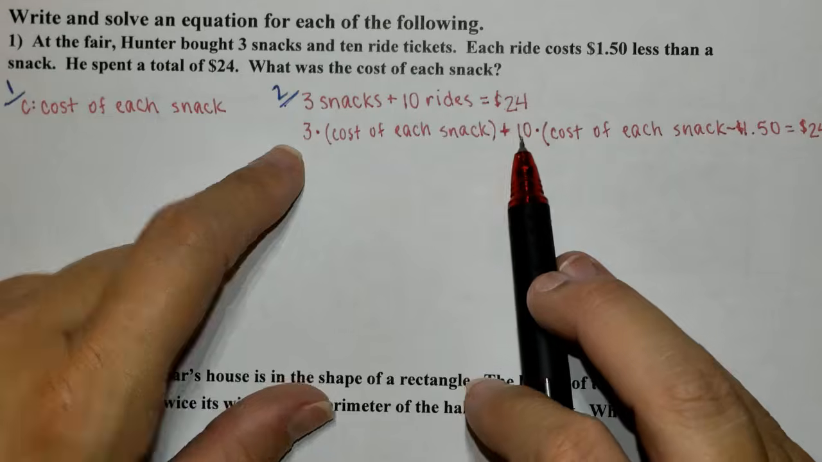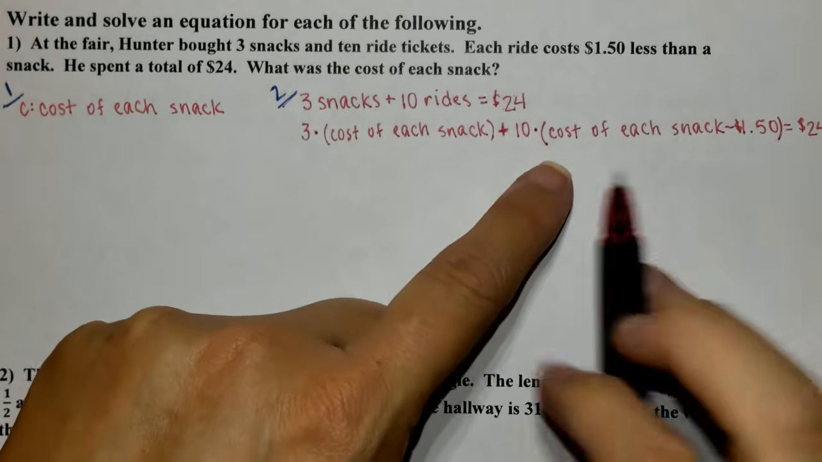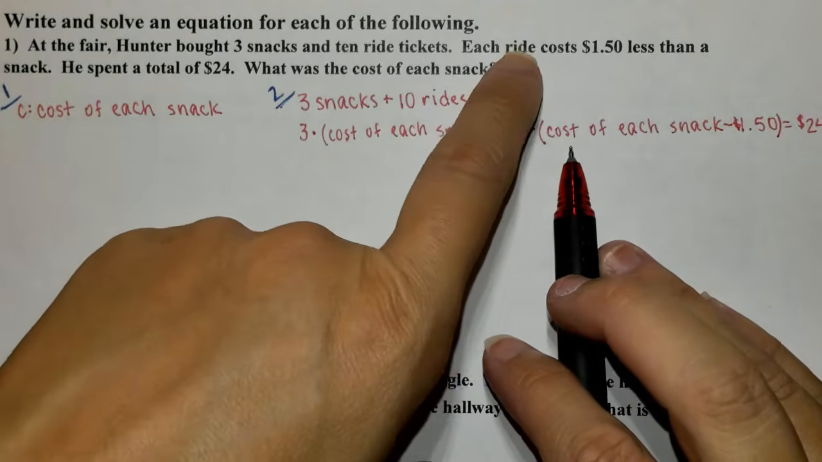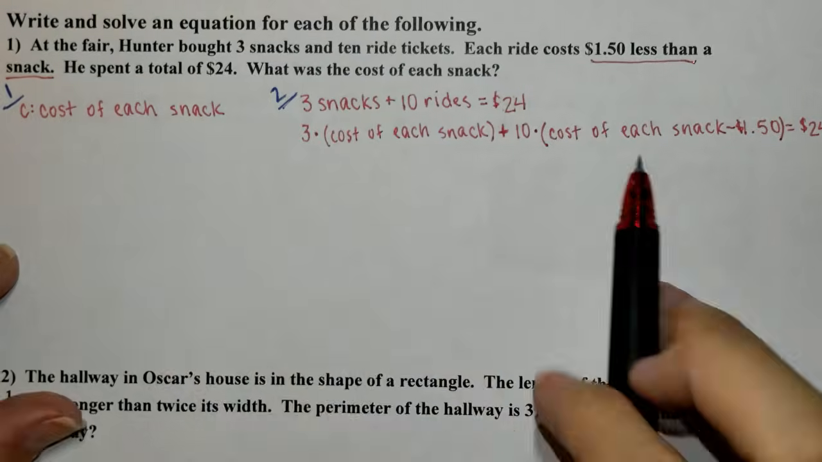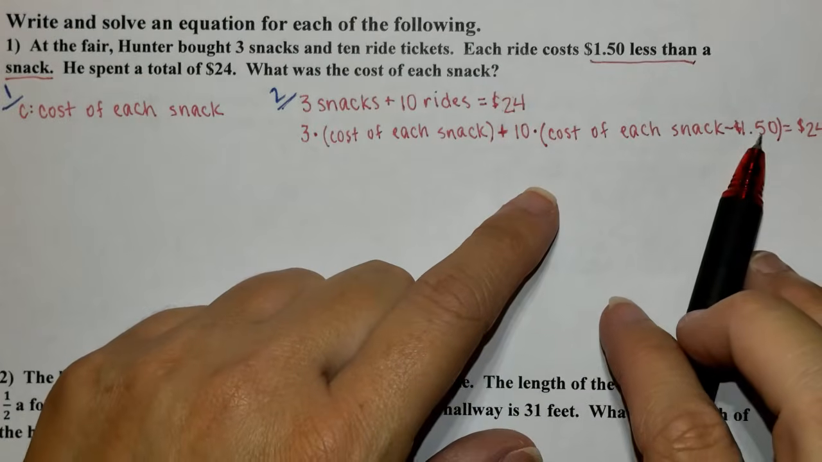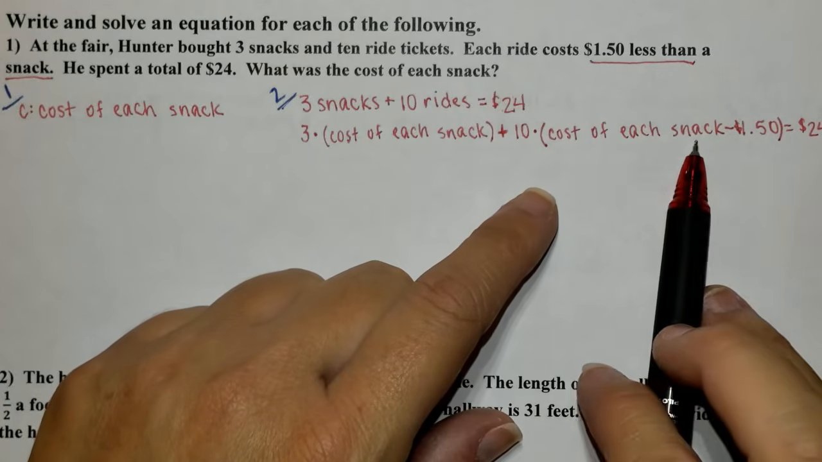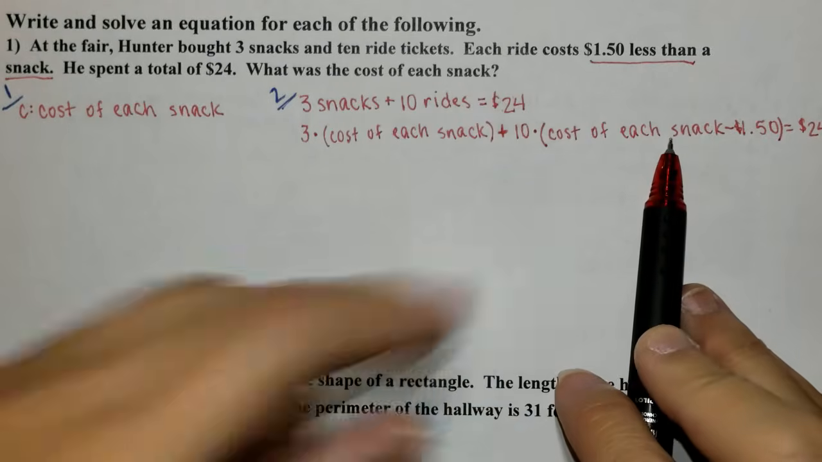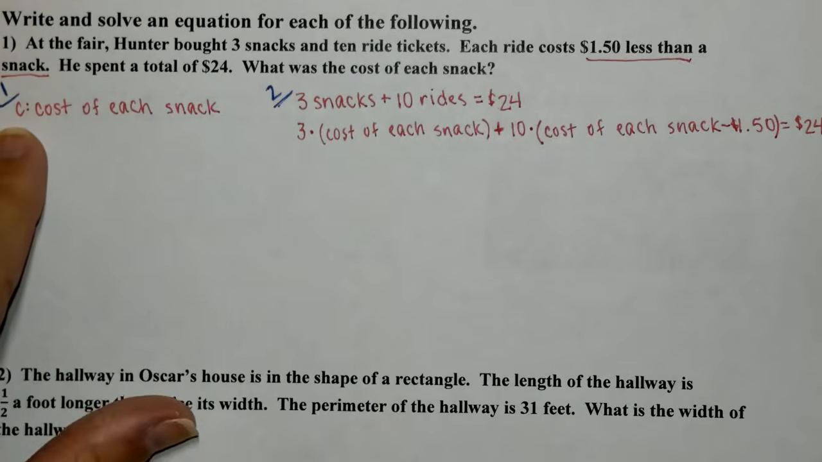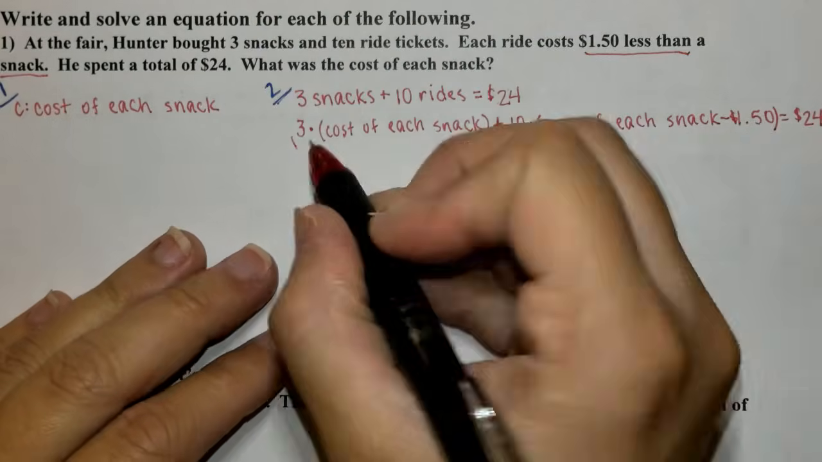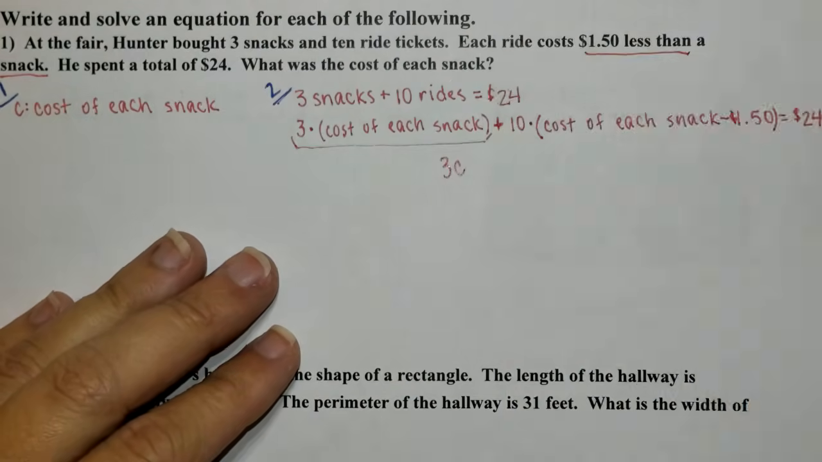Now we're going to do the same thing with the rides. Each ride costs a certain amount of money, and it says that each ride costs $1.50 less than a snack. So that's what I've written down: $1.50 less than the cost of a snack is the cost of a ride. From here, I can break this down a little more. I've got 3 times the cost of each snack, but we've identified that the cost of each snack is C, so for this entire part, that's going to be 3C.